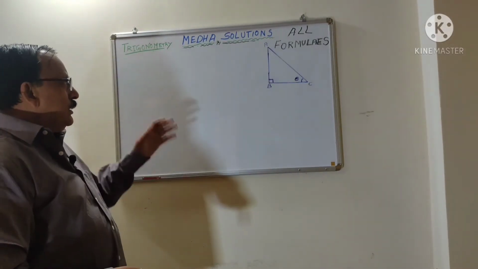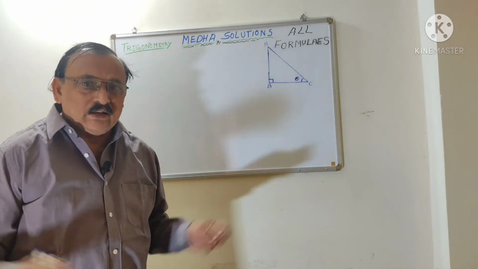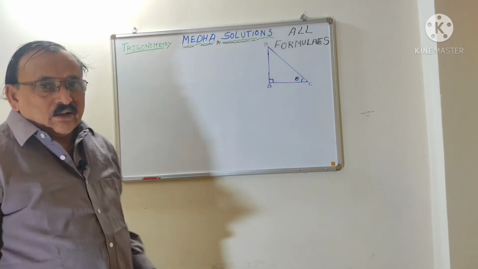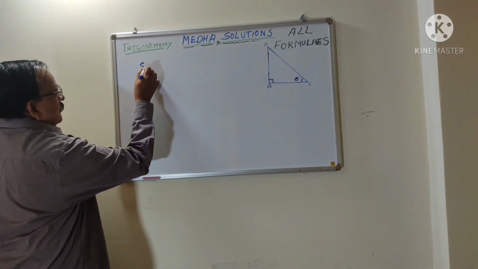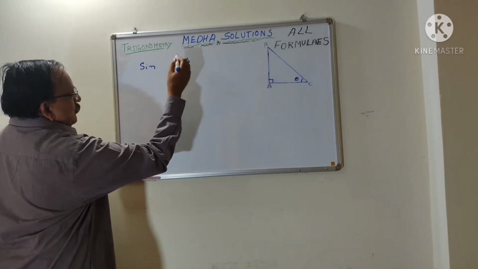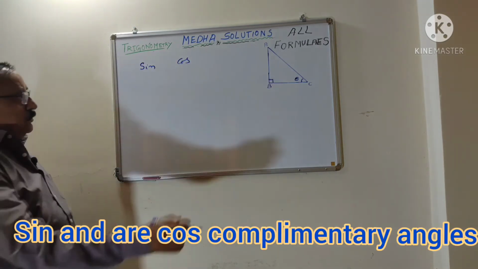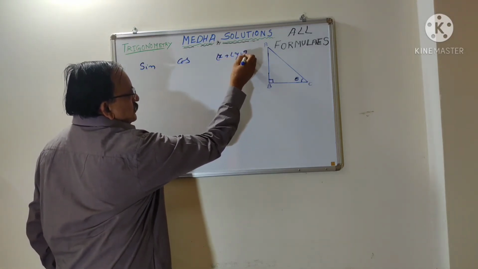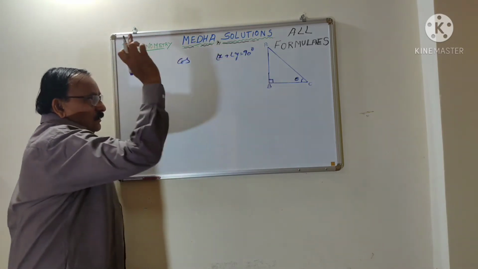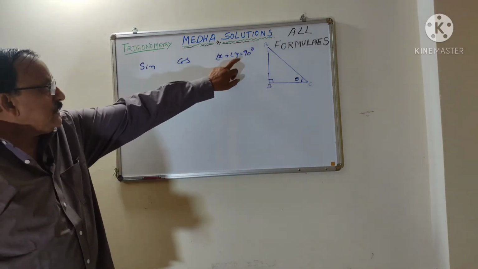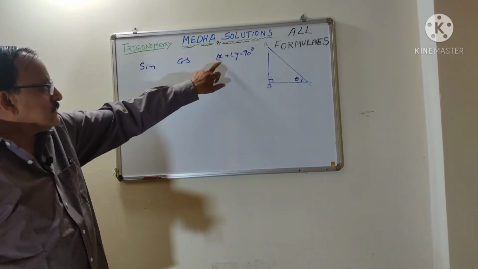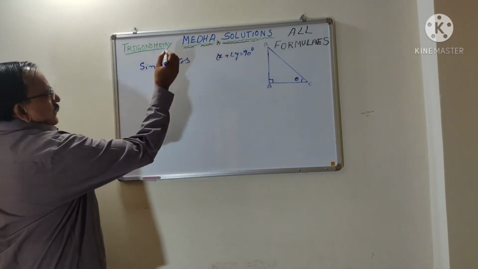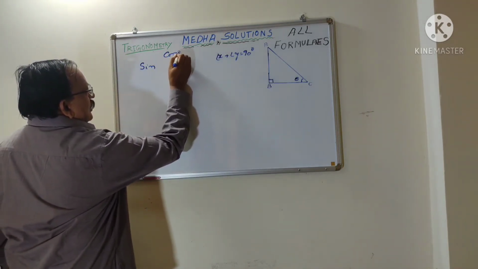Students, now we are going to learn about the complementary angles. The relationship between the two trigonometric ratios that are complementary. Which ratios are complementary? Sine and cos are complementary. Complementary means when two angles, angle x plus angle y is equal to 90 degrees, then these x and y are called complementary. If you know x, you can find y, 90 minus x. If you know y, you can find x, 90 minus y. So like this, sine and cos are the complementary angles.